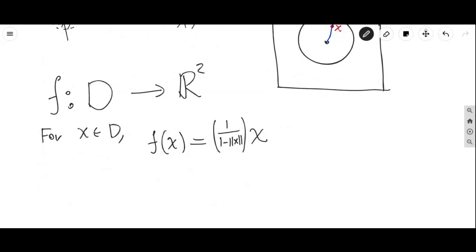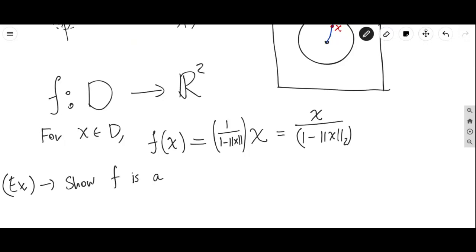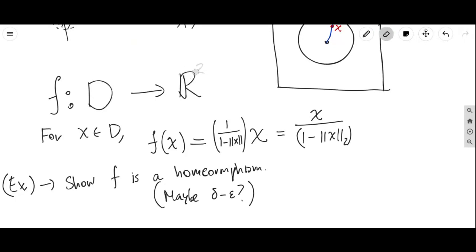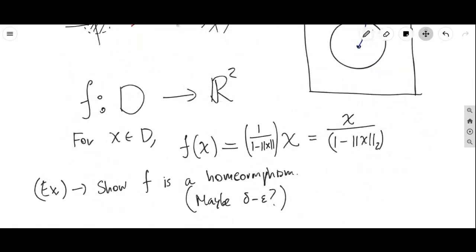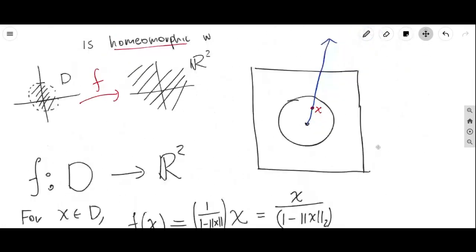So you can also write it like this: the vector x divided by the scalar 1 minus the norm of x. Maybe you can even emphasize the 2-norm of x like this. So that's the function, from here to here. As an exercise, intuitively it should be clear, you're going to show F is a homeomorphism. Maybe you will have to use delta epsilon somewhere, because after all, these are topological spaces, but they're also metric spaces. So you can show it's a continuous map between metric spaces, and maybe you have to use a delta epsilon argument.